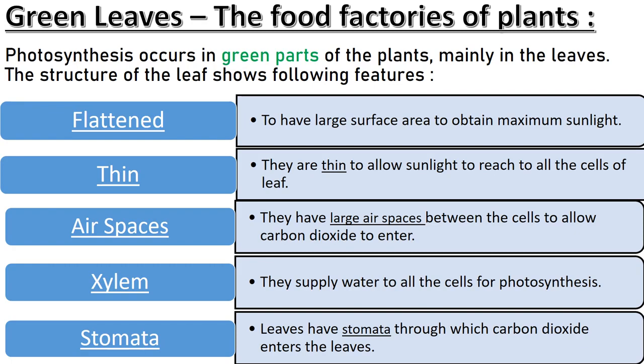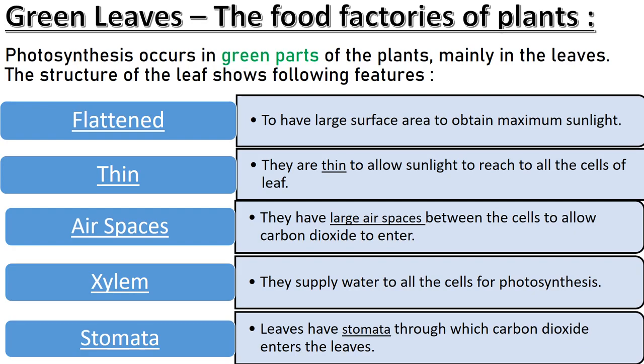Photosynthesis occurs in green parts of the plants, mainly in the leaves. The structure of the leaf shows following features. These are the features that make it suitable place to carry out photosynthesis efficiently. Number 1. The leaves are flattened to have large surface area to obtain maximum sunlight. Number 2. They are thin to allow sunlight to reach to all the cells of the leaf.